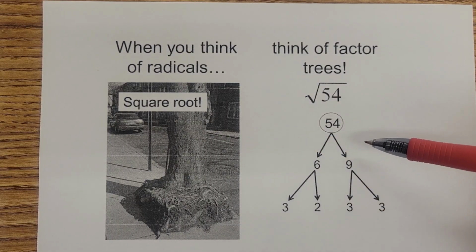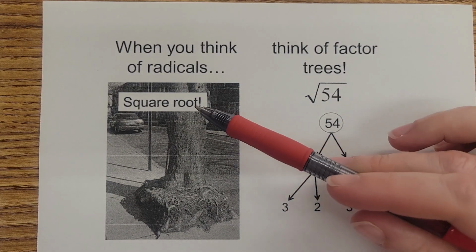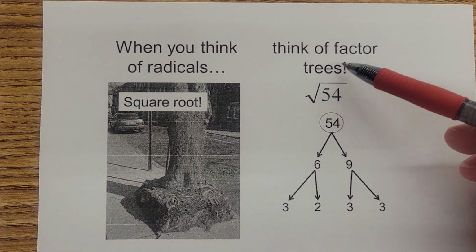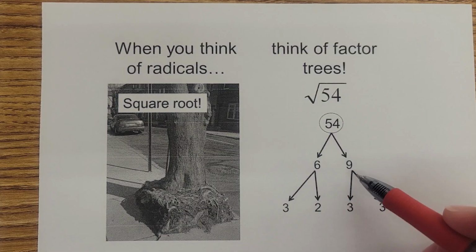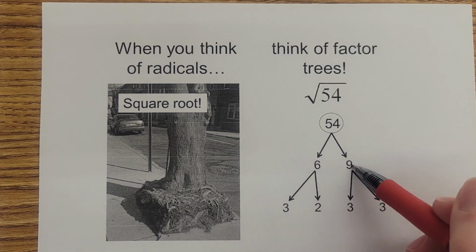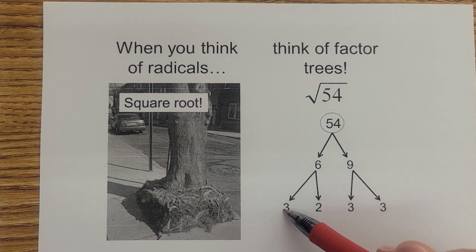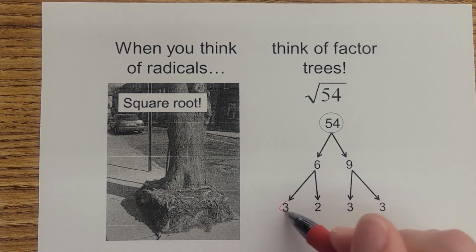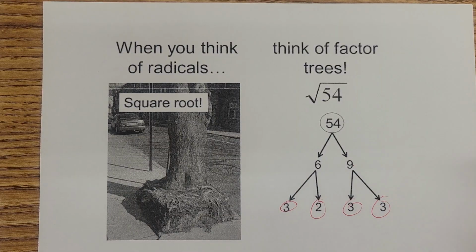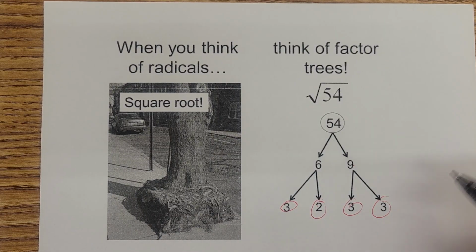It's going to involve a lot of factor trees. So when you think square root or roots in general, think of trees, factor trees. This is a factor tree for 54 because 6 times 9 is 54. And then 3 times 2 is 6, 3 times 3 is 9. And we have these factors at the end. These are our prime factors, which means the only other factors is the number times 1. And that's not useful to us, which is why we stop here.